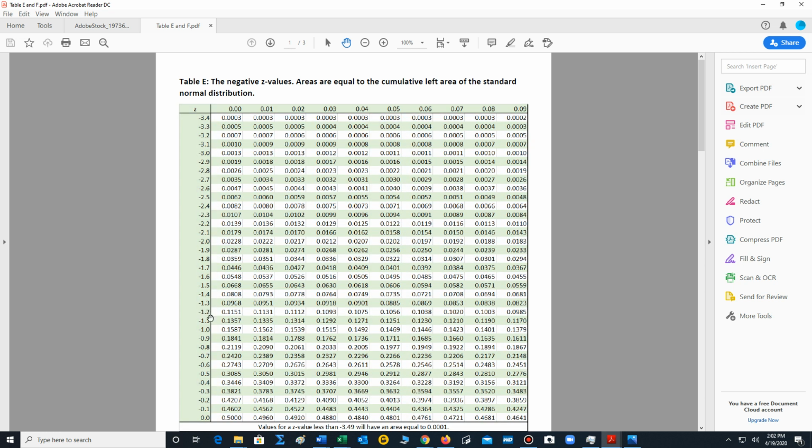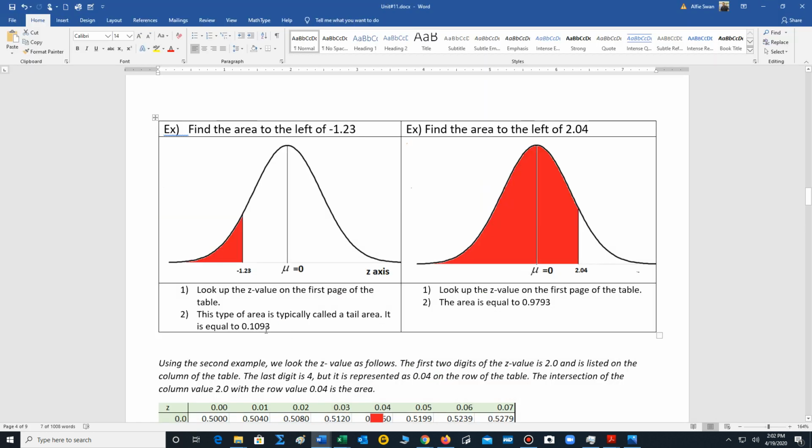So negative 1.2, and then we look for 3. Well, 3 is over here. So negative 1.23 gives us this area of 0.1093. And that's the area that I have written there. So that tells us that this little shaded red area is equal to 0.1093.